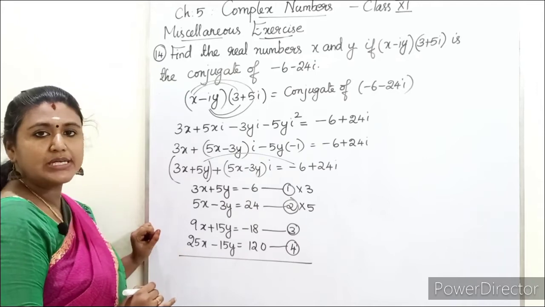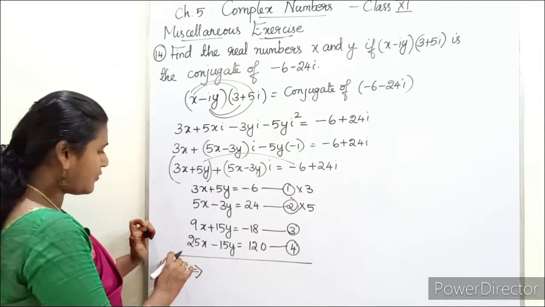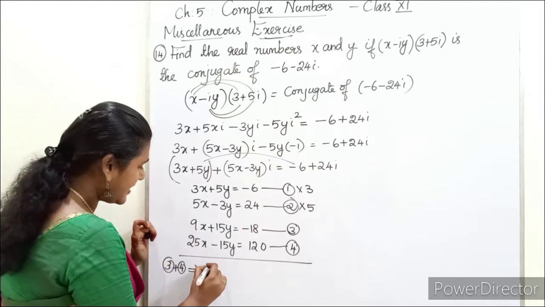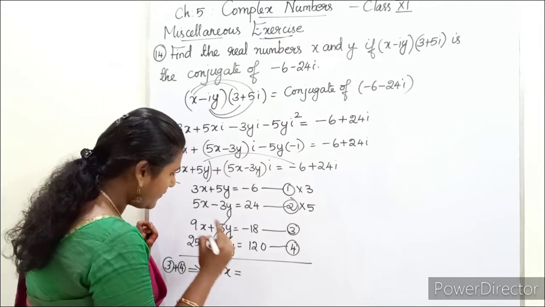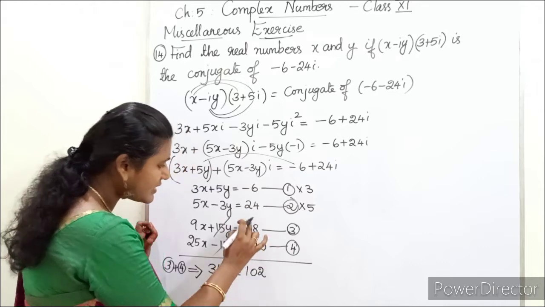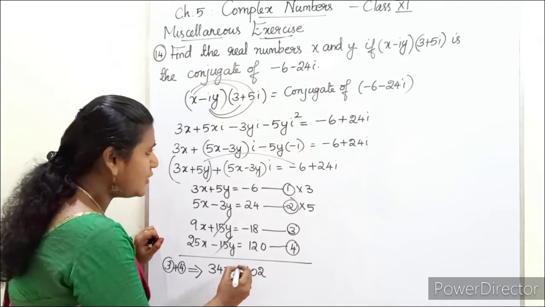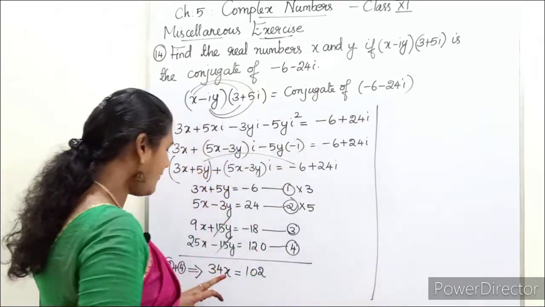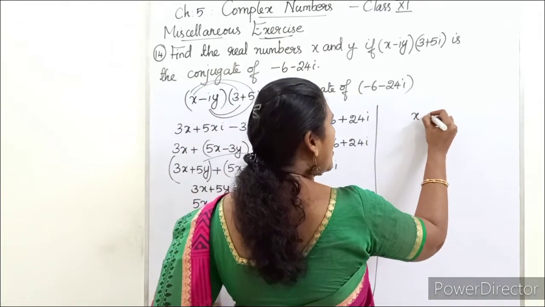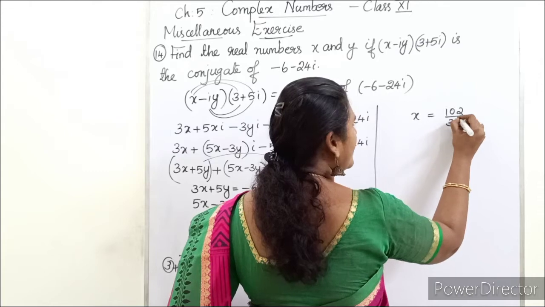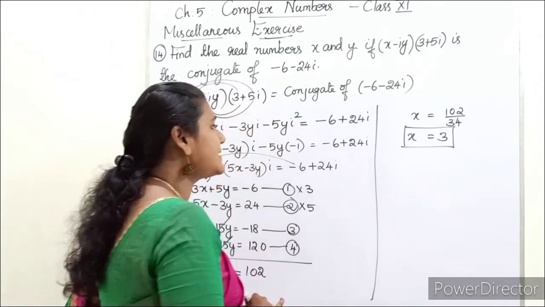Now we will add equations 3 and 4. When you add these two equations, 25 plus 9, that is 34x, and these two terms will get cancelled, and here you will have 102. When you simplify minus 18 plus 120, you will get 102. So the value of x is equal to 102 by 34. When you divide, you will get the value of x is equal to 3. So we got x is equal to 3.